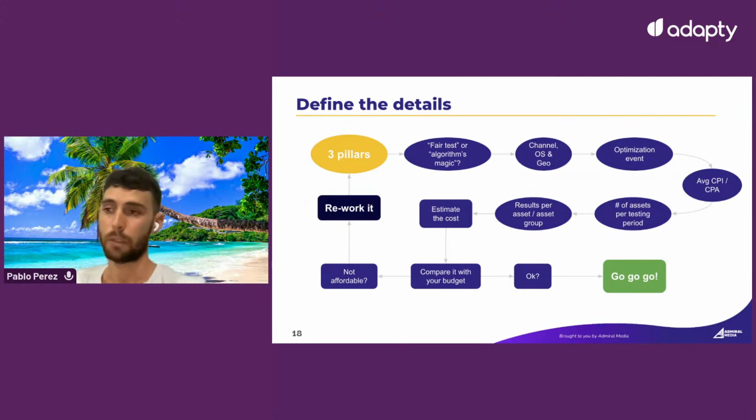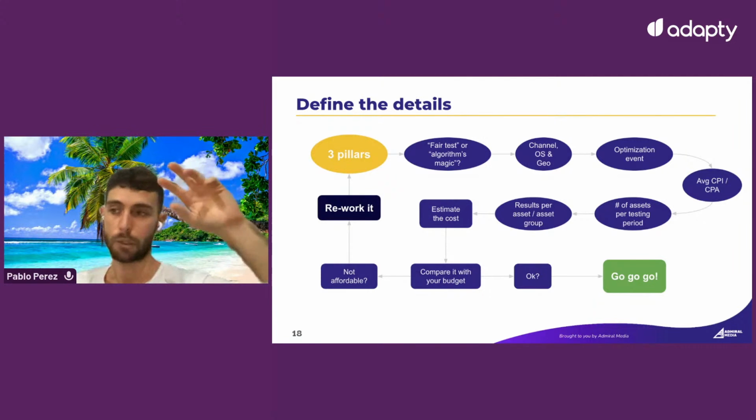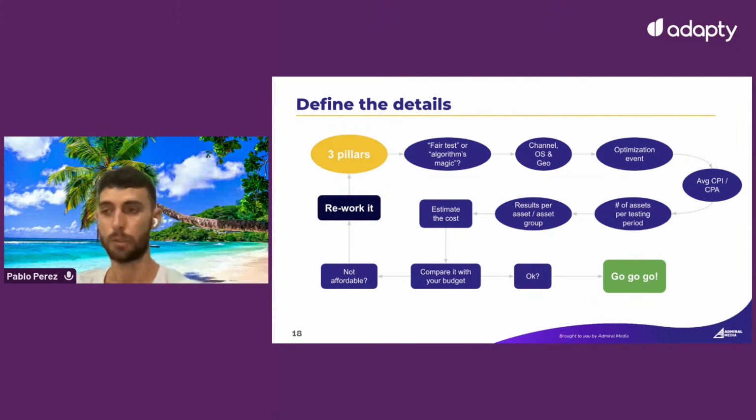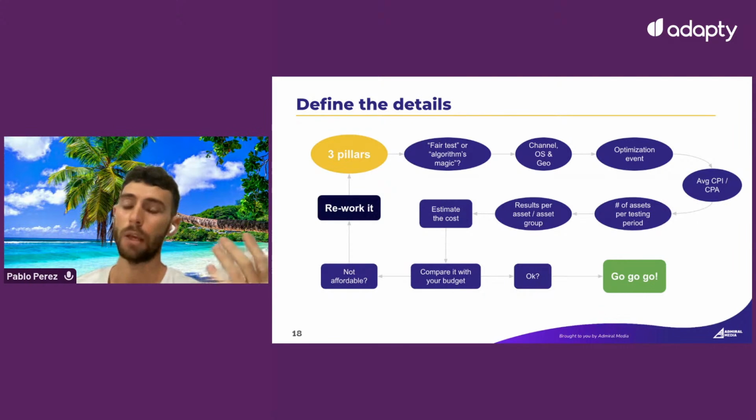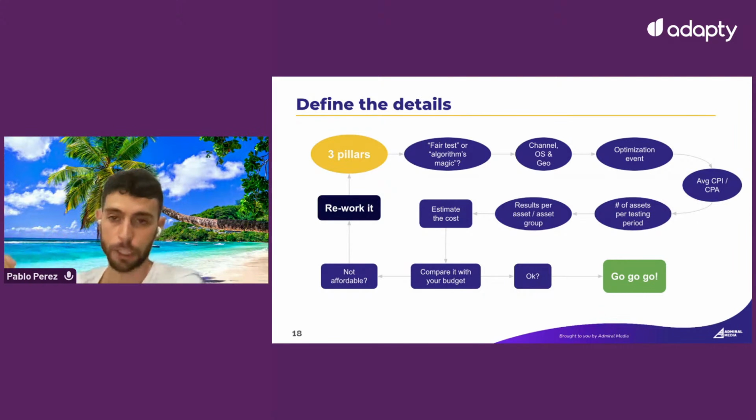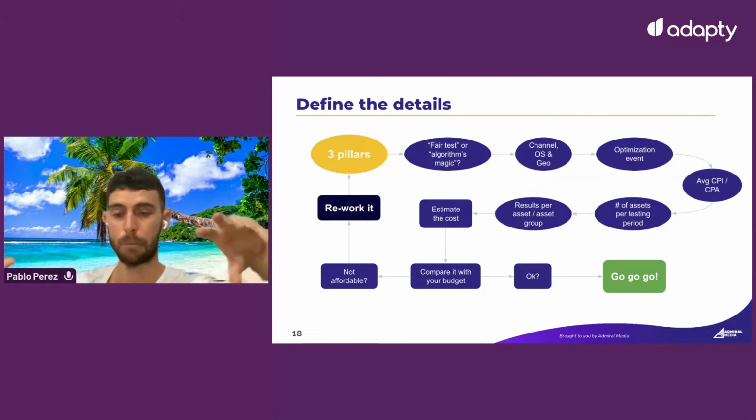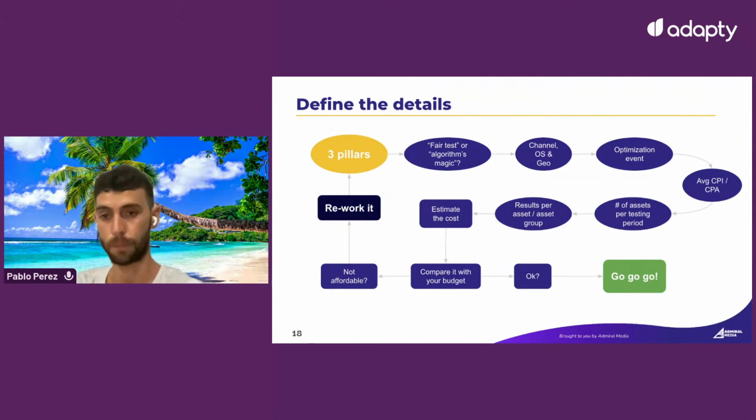So once you have this cleared, you will need to ask yourself which channel is the best option to test it in, which is the geo I want to test it in, which is the operating system, right? So again, Android is super cheap compared to iOS. So can I take the same learnings from Android and apply them to iOS, for example, right? If the answer is yes, then testing things in Android might make sense to you.